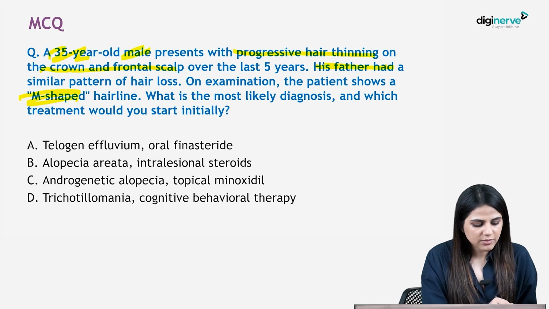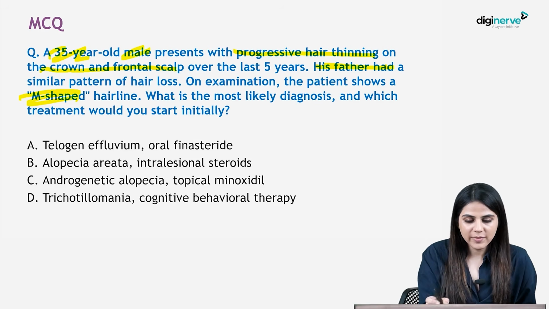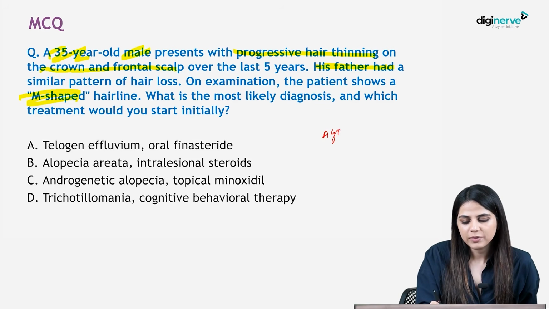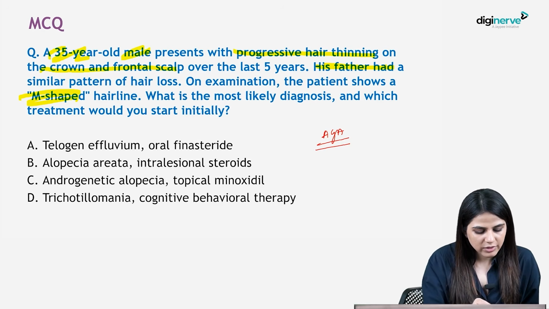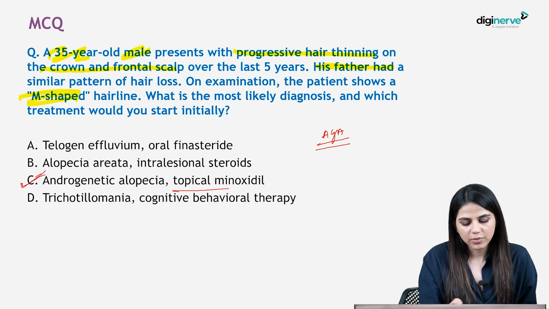What is the most likely treatment? So because of the clues mentioned here, androgenetic alopecia, male pattern is shown. So the treatment will be, first let's look at it, androgenetic alopecia and topical minoxidil.